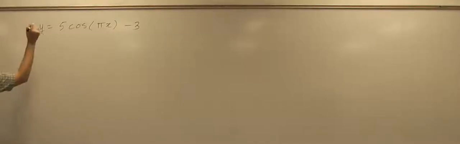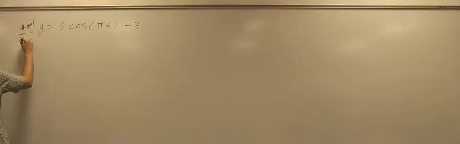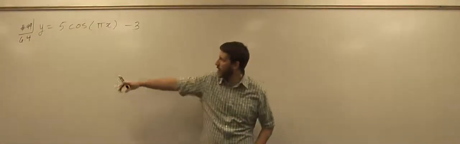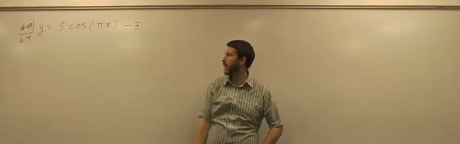This was number 20, 20 or 49. 49. They just want you to graph it? Yeah. Alright, so let's run through this. Good review if nothing else. How are we going to start graphing 5 cos pi x minus 3?